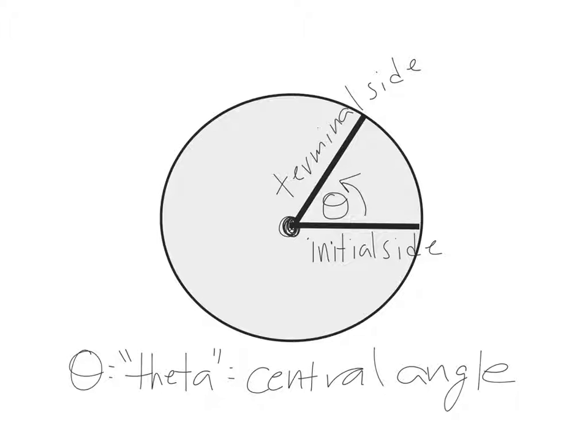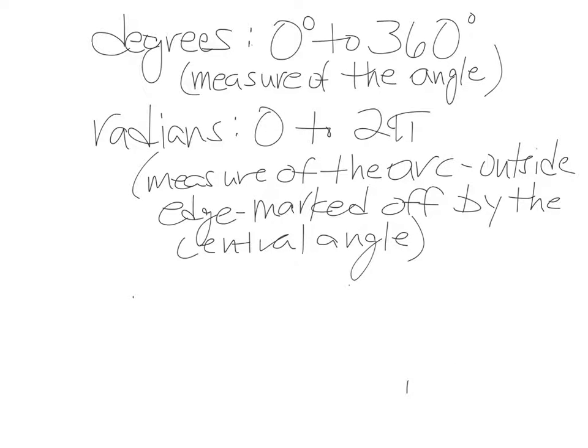The angle is made up of that flat horizontal side called the initial side, and it stays fixed, and then the other side goes around counterclockwise, and it's called the terminal side. Angles are measured in both degrees and radians. In a circle, the degree measure of a central angle is measured inside the angle itself, and the angle will be between 0 and 360 degrees.